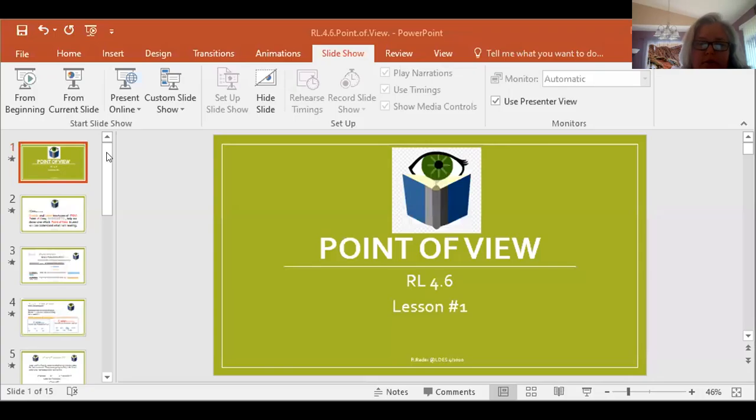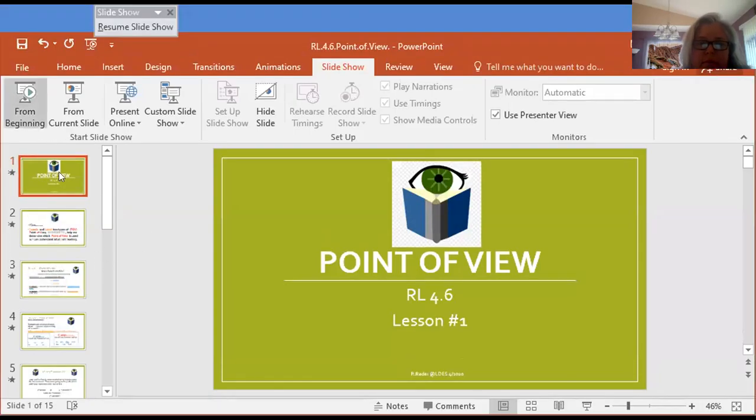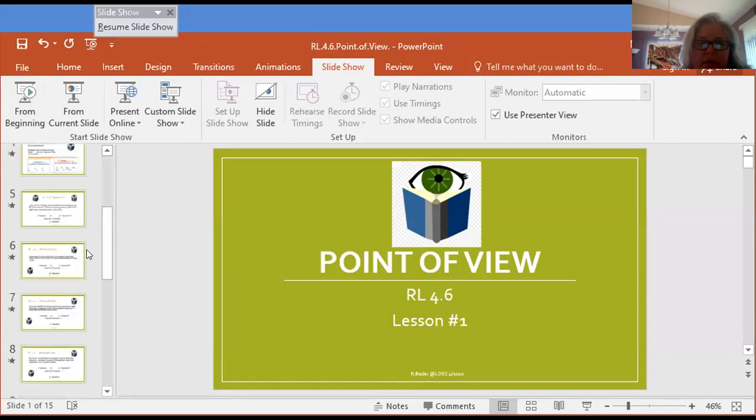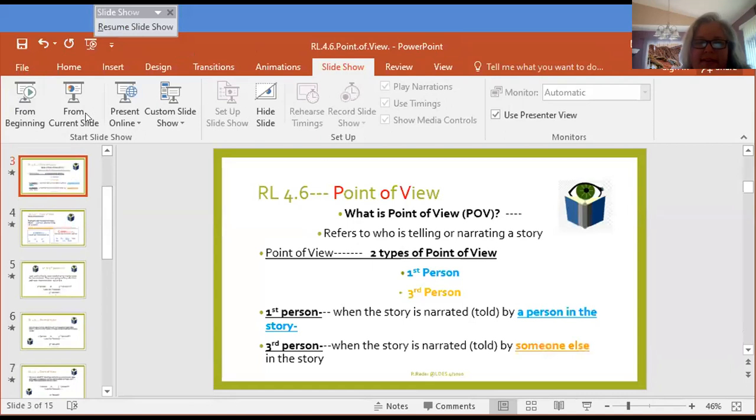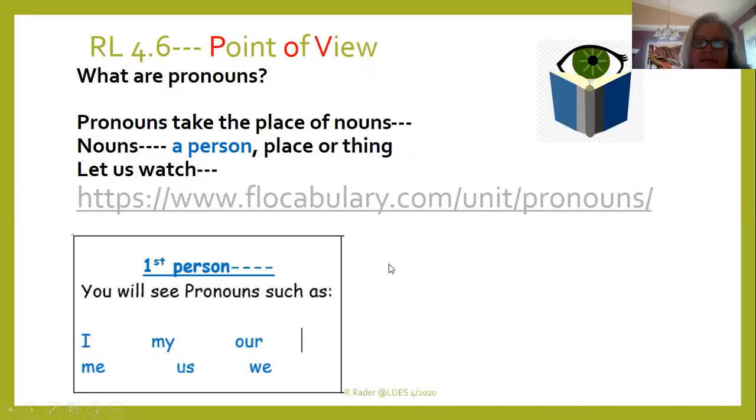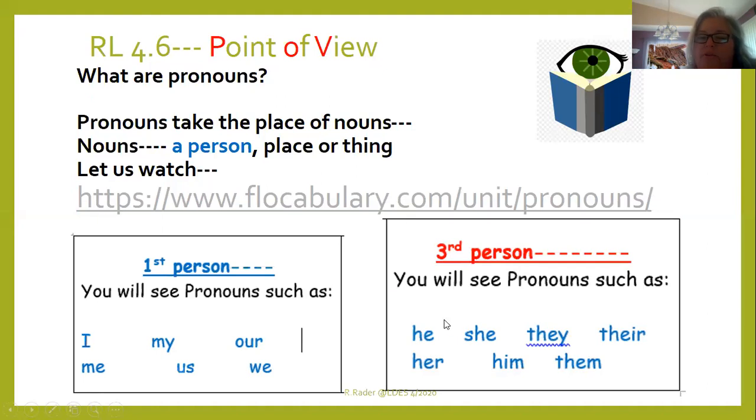Okay. So you see that using pronouns, it's better to use pronouns so you don't have to repeat yourself all the time. And we are going to look at this again. So, first person, what will you see? In first person, you will see words such as I, my, our, me, us, and we. That is first person. In third person, you're going to see he, she, they, their, her, him, and them.